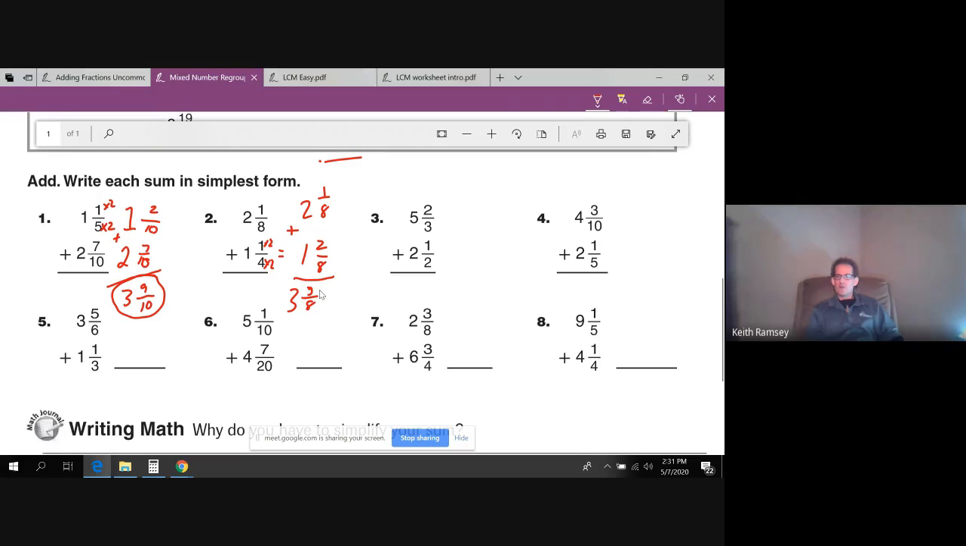Okay? And I know that 3 is prime. 3 is not a factor of 8. And so this is simplified. It's in lowest terms.